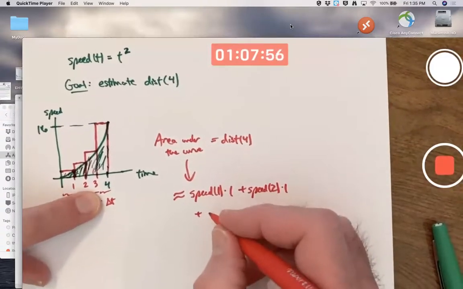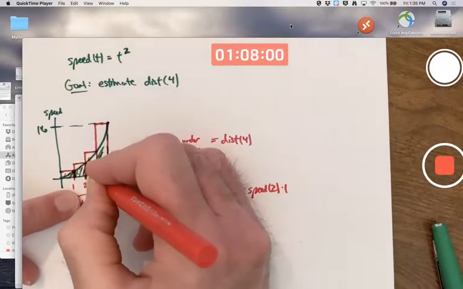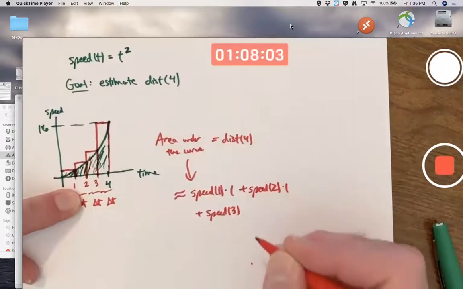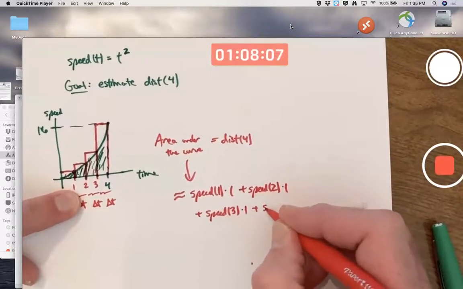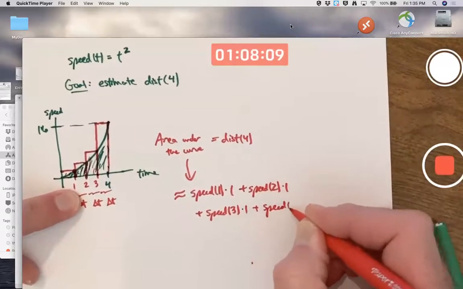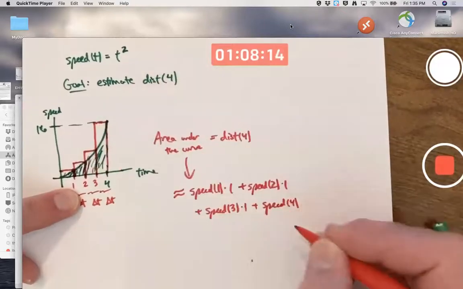The height of the third rectangle is speed of 3. Go to the right endpoint, go up to the graph. That is the height of that rectangle. Its base is still 1. And for the fourth one, its right endpoint is 4. Go to that right endpoint, go up to the graph. That is the height of that rectangle.